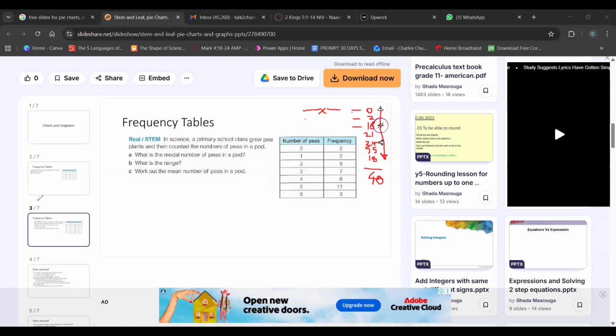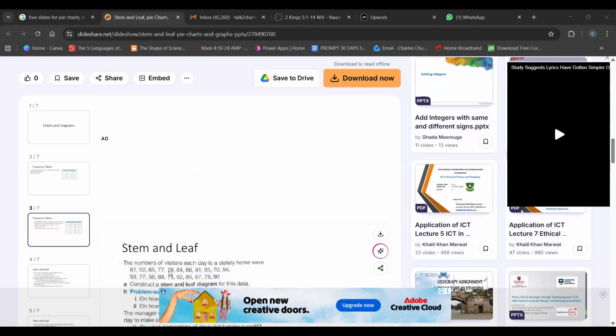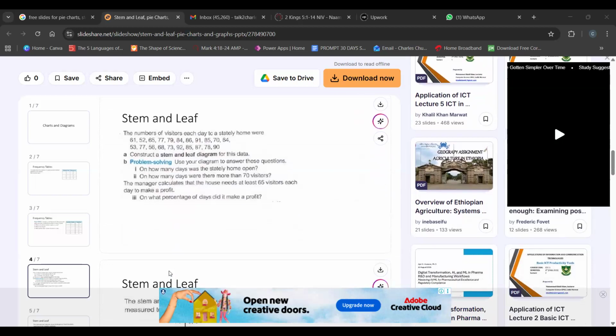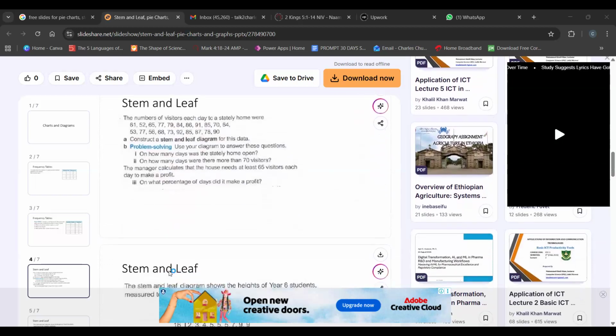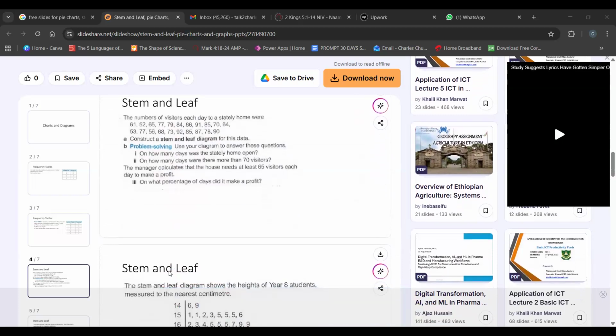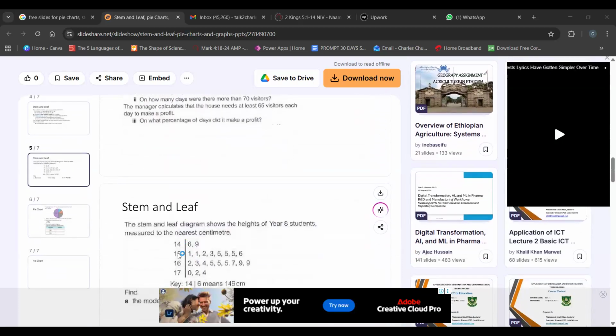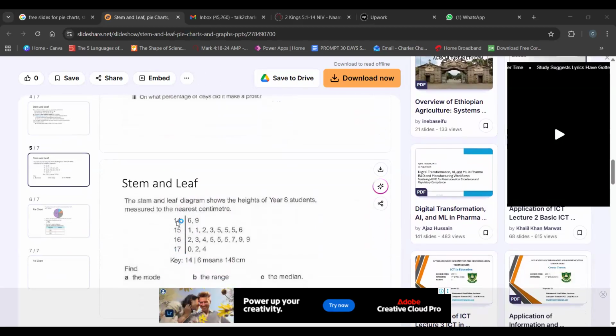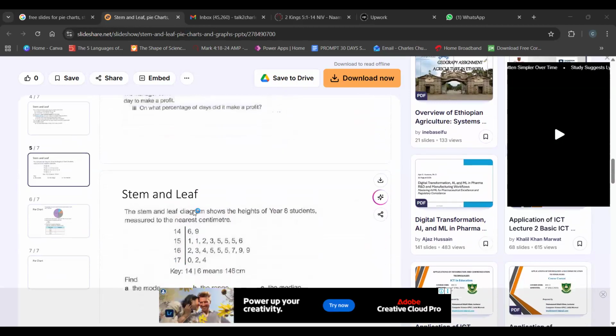All right. So there we go. Okay, so we could get some practice with stem and leaf diagrams, right? You could take a look at this one that's beneath here. They look very similar, right? The stem and leaf diagram.